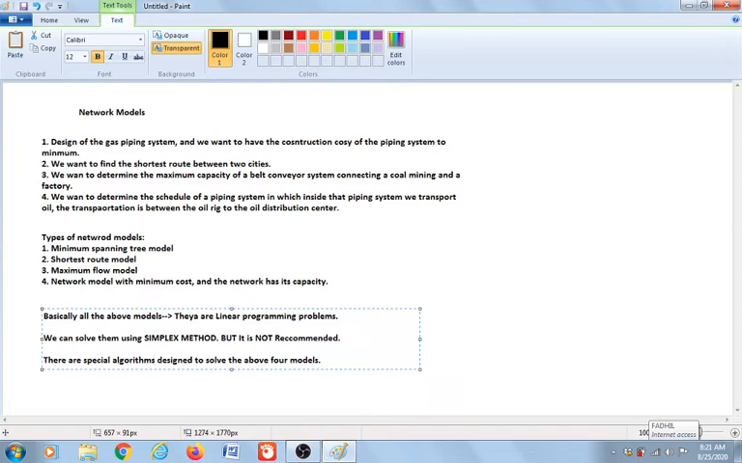There is a special algorithm to solve a minimum spanning tree model. There is a special algorithm for the shortest route model. There is a special algorithm for the maximum flow model, and there is a special algorithm to determine the lowest cost for a network, and that network has its own capacity. So this is the basic introduction to the network models.